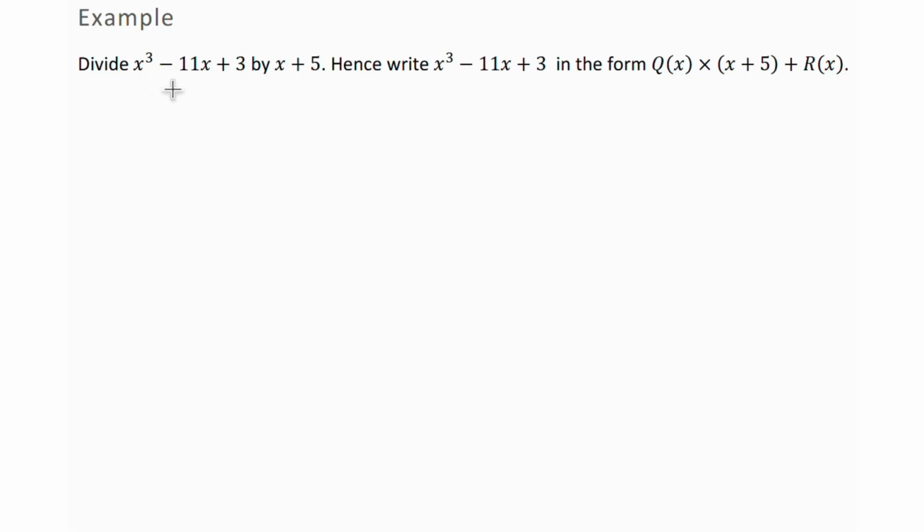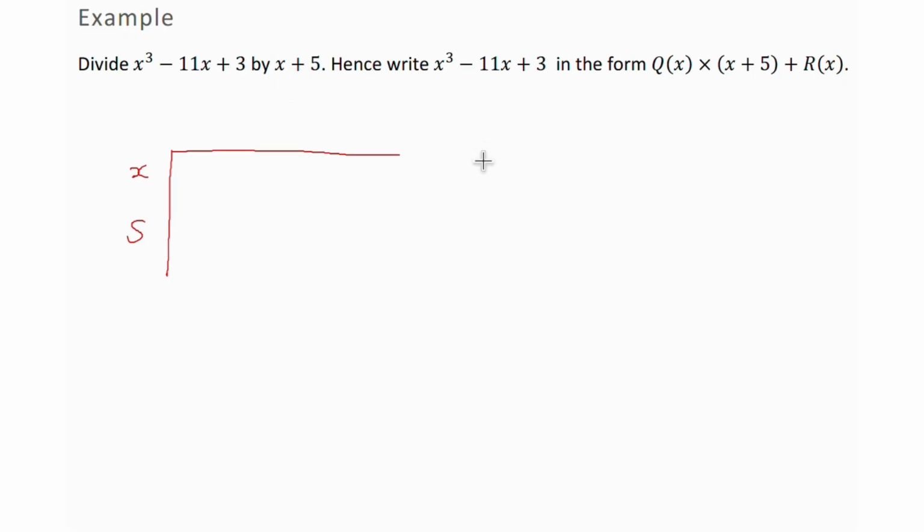So to do this using the grid method, a cubic divided by a linear, I'm going to set up my grid first of all. Now remember, what this means is I'm saying that this should be what I get out here as my answer, because when I multiply something by x plus 5, I'm going to get x cubed minus 11x plus 3. That's what a division is. It's the opposite of multiplication. So something multiplied by x plus 5 has to give me this.